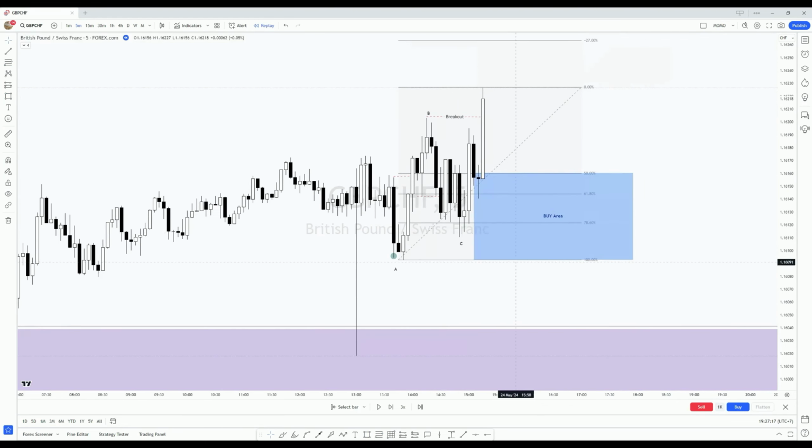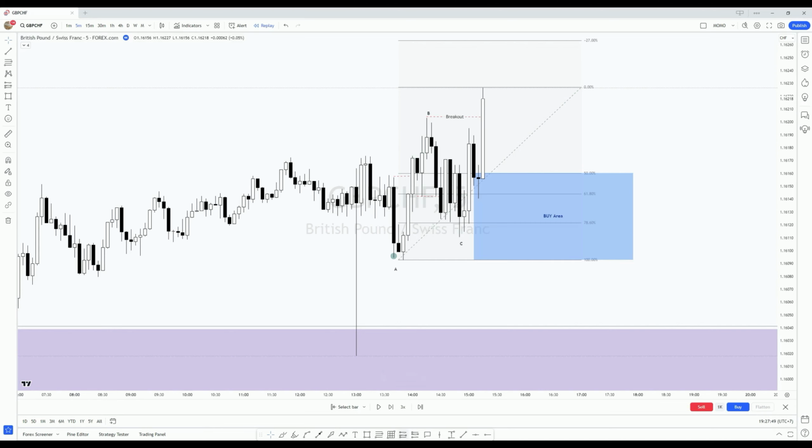So now I can start placing a pending buy at 50%, 61%, or 78.6%. My stop loss will be at 100% level. My take profit can be at minus 27. Let's place our pending buy somewhere in the middle, not too high as 50%, not too low as 78%.